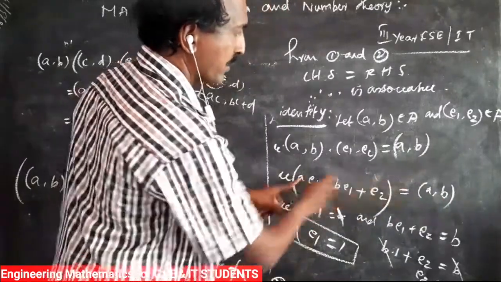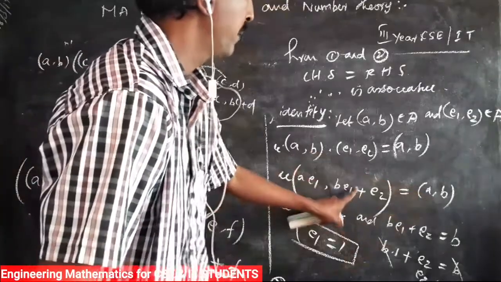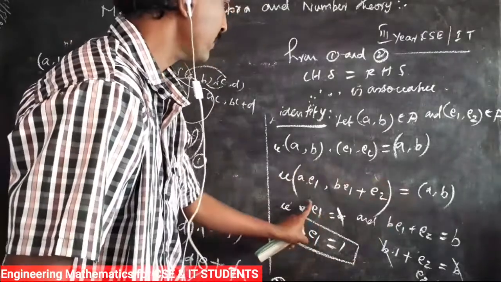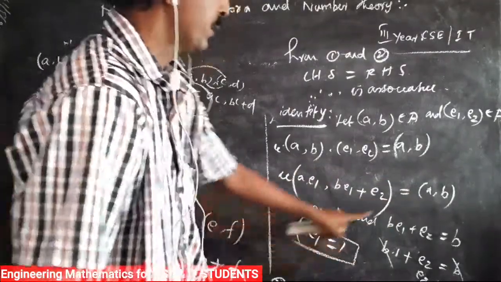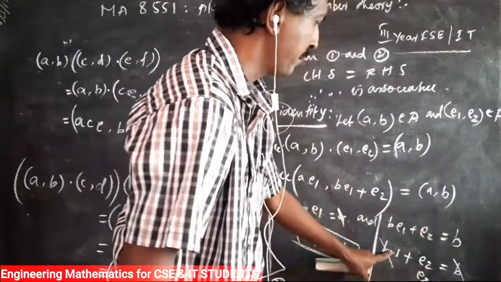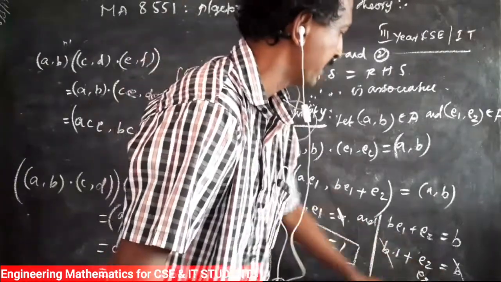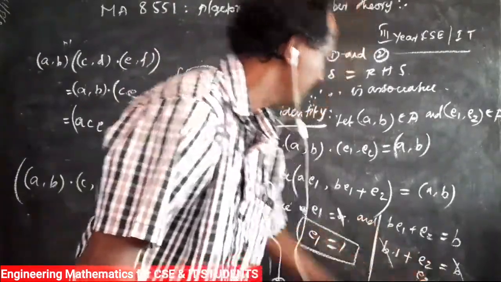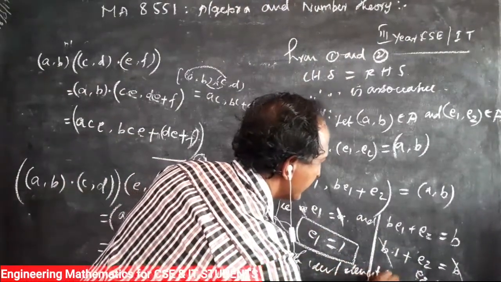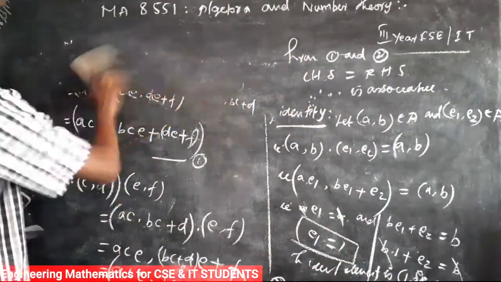So we operate, a e1 comma b e1 plus e2 equal to a comma b. Equating the components, a e1 equal to a, b e1 plus e2 equal to b. So a e1 equal to a, cancel, e1 equal to 1. Then b into 1 plus e2 equal to b, cancel b, e2 equal to 0. So the identity element is 1 comma 0.